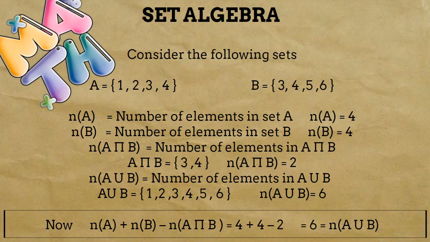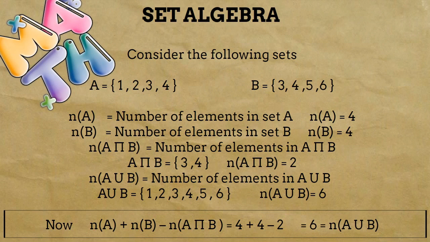Now, n(A) would represent the number of elements in set A, and in this case n(A) would be 4 because there are 4 elements in set A. n(B) would represent the number of elements in set B, and in this case n(B) would be 4 because there are 4 elements in set B. n(A ∩ B) would represent the number of elements in A intersection B, and in this case A intersection B is 3 and 4 because 3 and 4 are the common elements in A and B, and hence n(A ∩ B) would be 2 because there are 2 elements in A intersection B.